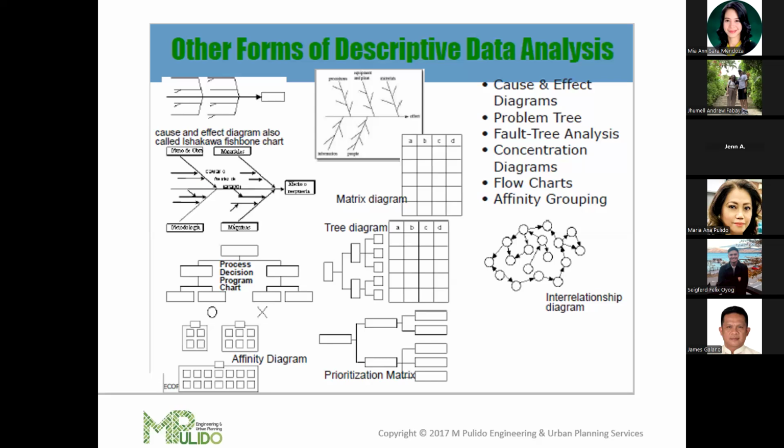How about problem tree? It's similar to the fishbone but more hierarchical. And why does it become hierarchical? Because the trunk represents the core problem. The roots are the causes and the branches are the effects. And this is helpful in formulating project logic and theory of change. So lagi kong binabanggit yan, no?